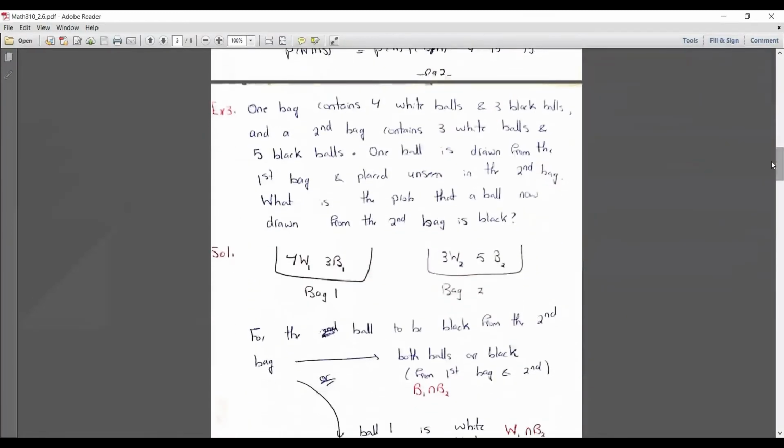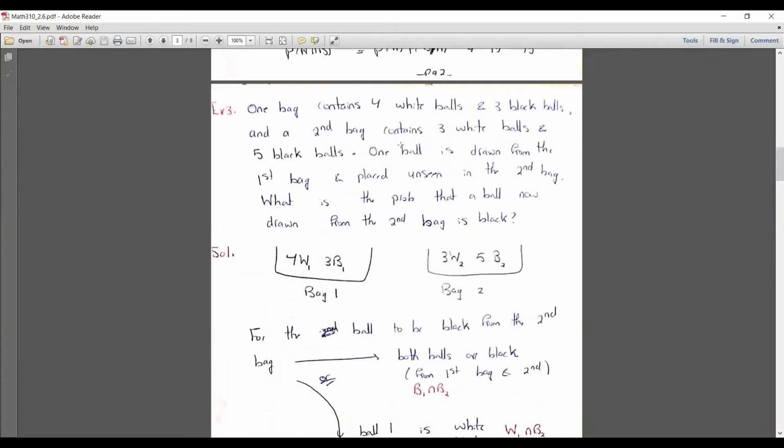Okay, guys, let's move now and solve another exercise. Here we are saying one bag contains 4 white balls, 4W, and 3 black balls. The second bag contains 3 white balls and 5 black balls. So we sketch them. This is bag 1, so we put 4W1, it means 4 white in bag 1, 3 black in bag 1. We have 3 white in bag 2 and 5 black in bag 2.